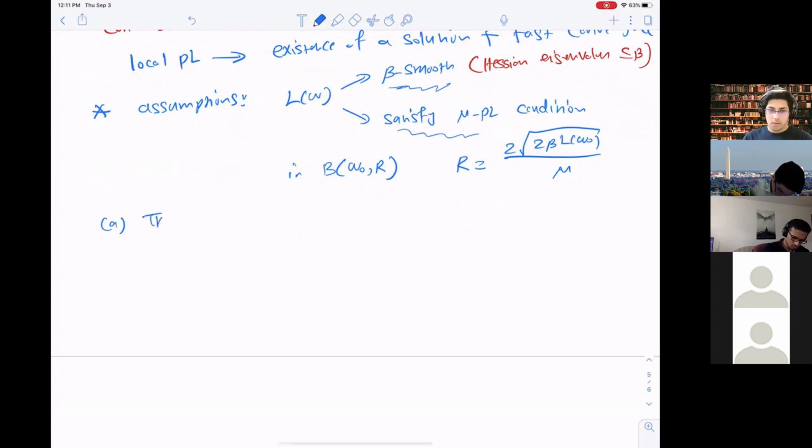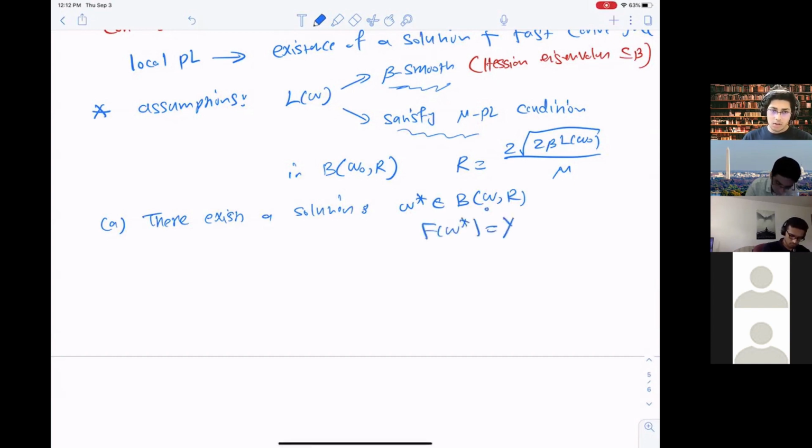One is there exists a solution. By solution, I mean global optimizer, right? So I basically say we have a W star in this ball such that f of W star is equal to Y, so I have a perfect interpolation. So there is a solution.